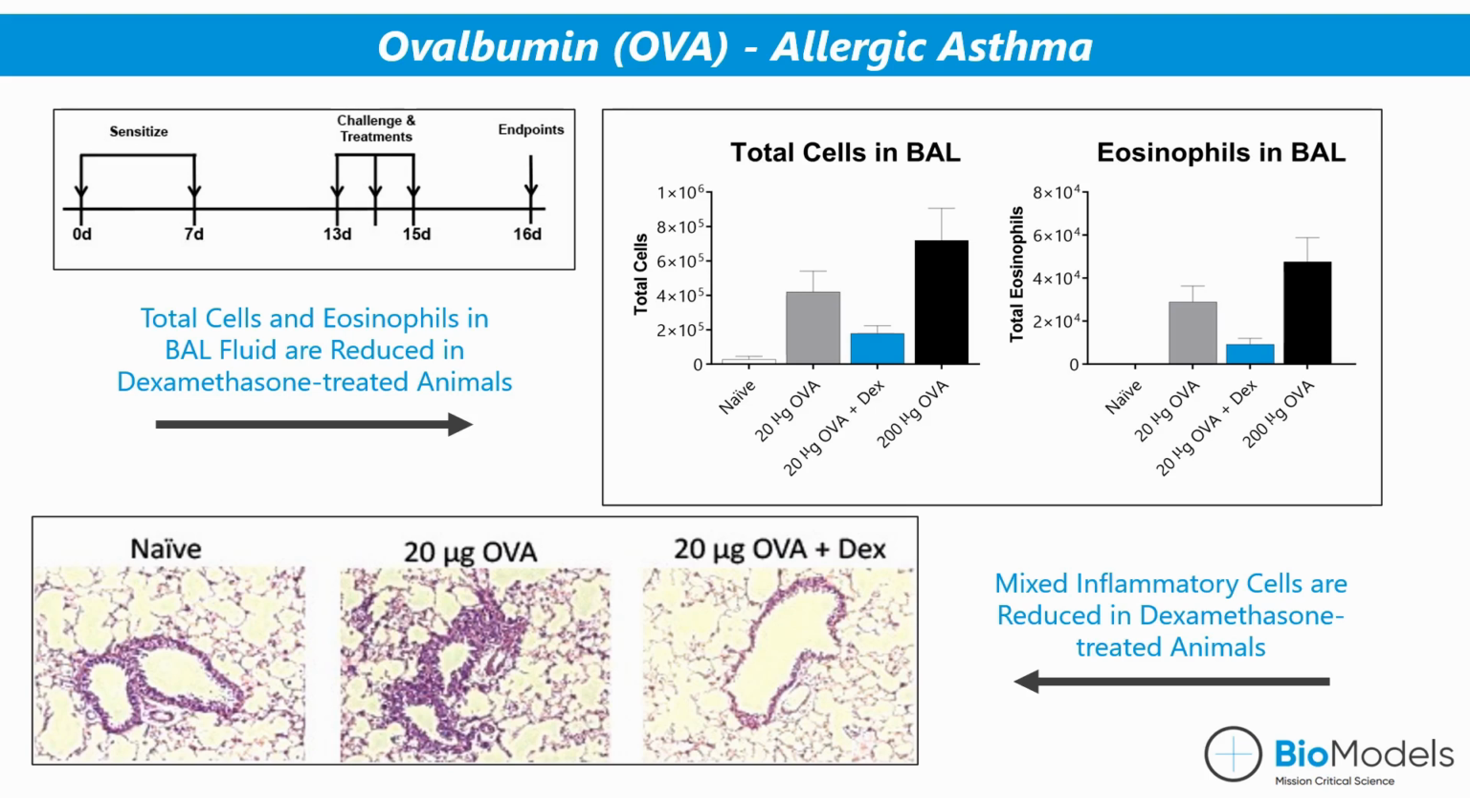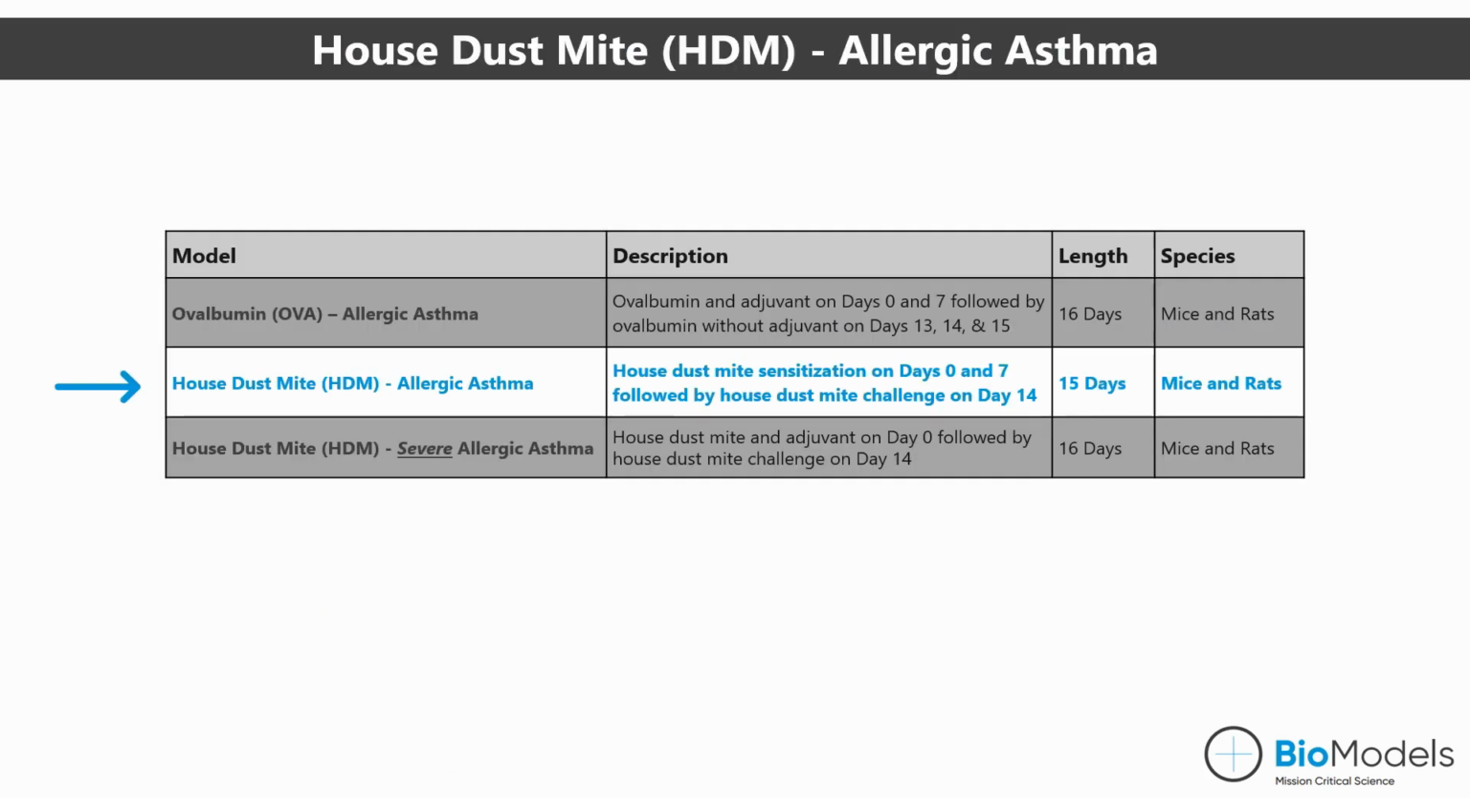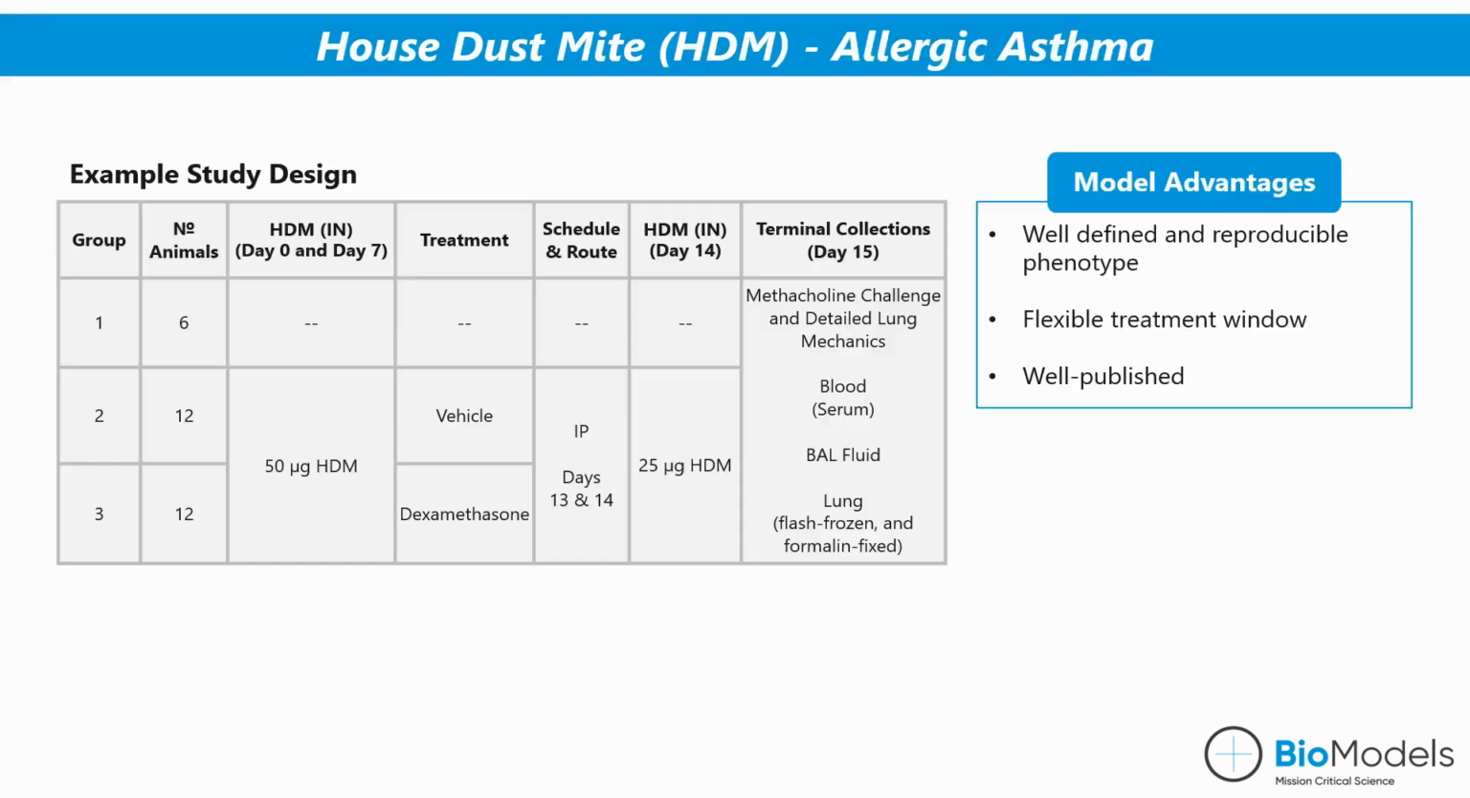The next model that I'll present data from is a house dust mite-induced allergic asthma model. The one big difference in this model, other than having a different allergen, is a more physiological route of exposure. In this model, we provide HDM intranasally on both day 0 and 7 without an adjuvant, and then challenge intranasally again on day 14 and on day 15, looking at all the similar endpoints.